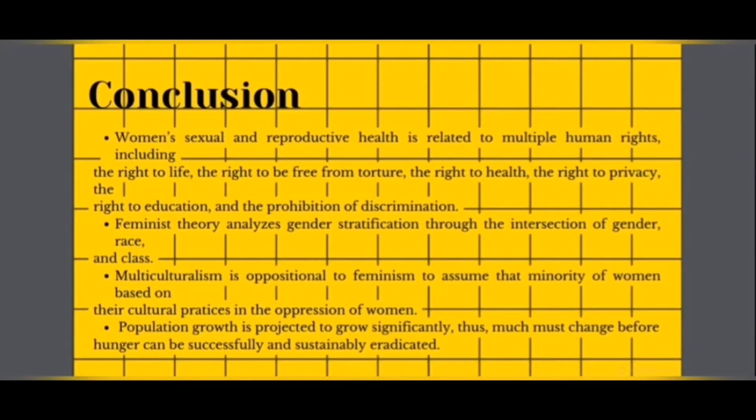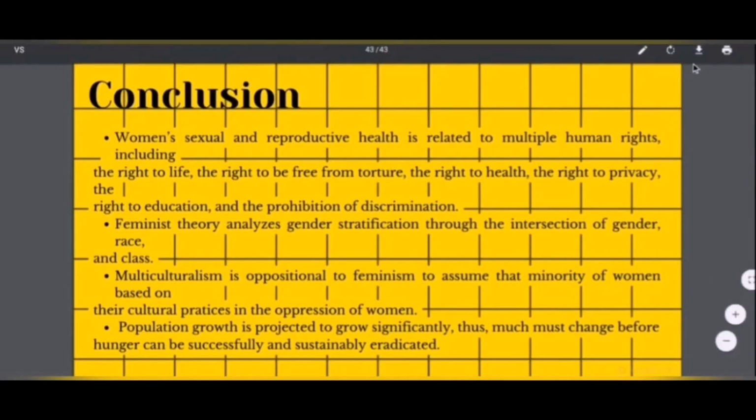Multiculturalism is oppositional to feminism, assuming that minority women's cultural practices lead to the oppression of women. Lastly, population growth is projected to grow significantly. Thus, much must change before hunger can be successfully and sustainably eradicated.